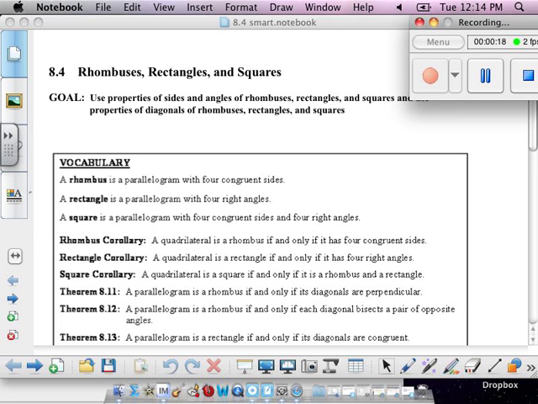I like to think of it as the rectangle and rhombus had a baby and it was a square. Because it has both qualities of a rectangle and a rhombus. Hey, you'll remember it if I say it like that.